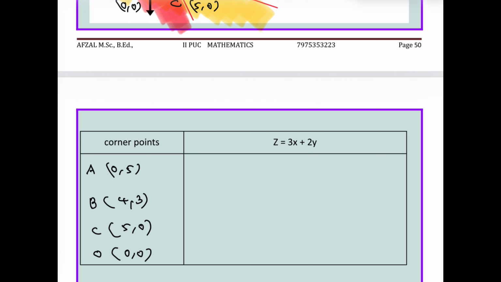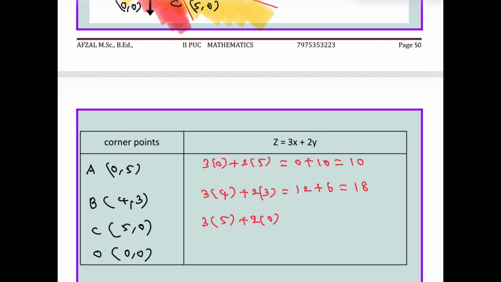We have to substitute the values of x and y. 3 into 0 plus 2 into 5 equals 0 plus 10, 10. 3 into 4 plus 2 into 3 equals 3 4s are 12 plus 2 3s are 6, 18. 3 into 5 plus 2 into 0 equals 3 5s are 15 plus 0, 15. Next, 3 into 0 plus 2 into 0, which is 0 plus 0 is 0.